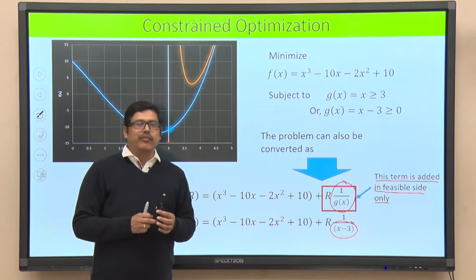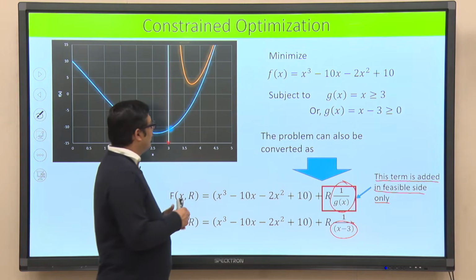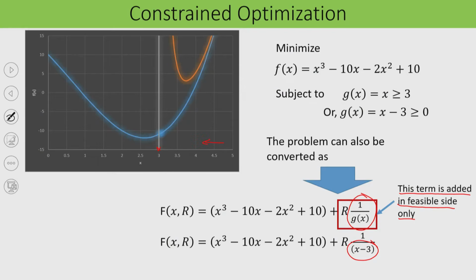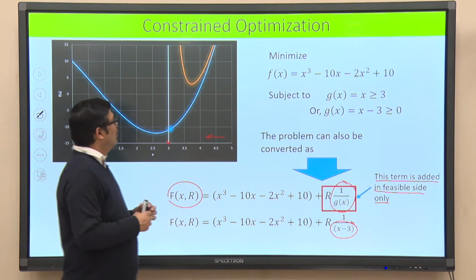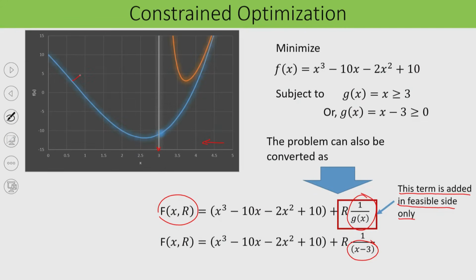Therefore, once you start your iteration from the feasible side and go towards the boundary, at the boundary this capital F x r value will be infinity. So, you will not be able to cross that boundary. This is acting as a barrier in this case. Here I have shown that the blue line is the original small f x function, and the orange line is your capital F x r.